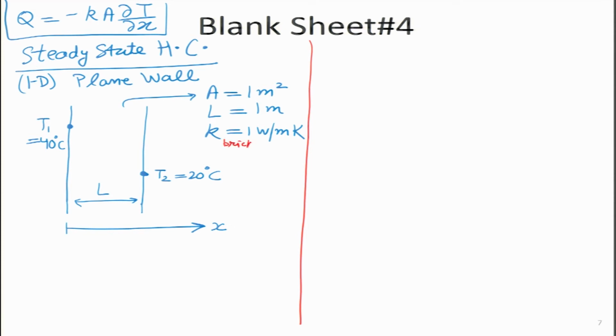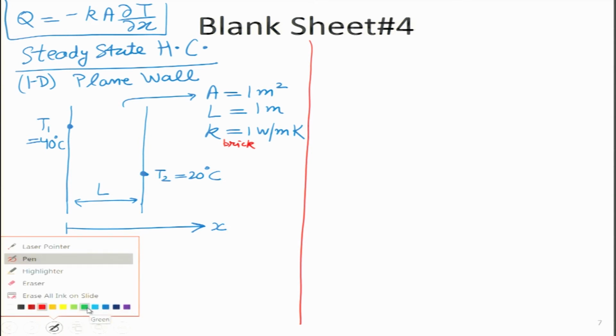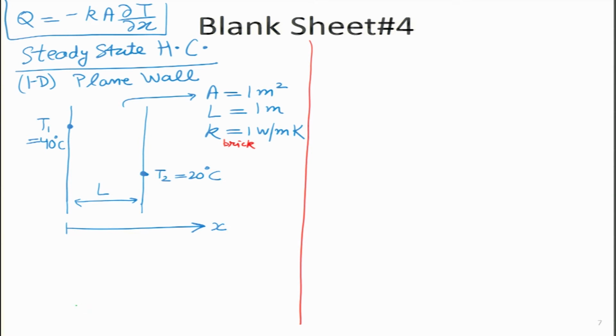So, I can write K brick over here, because typical brick has thermal conductivity close to 1 watts per meter Kelvin. Now, if it is a steady state heat transfer condition, we can just join these 2 points together to illustrate the temperature profile in this particular wall. So, what does this green line represent? It is the following.